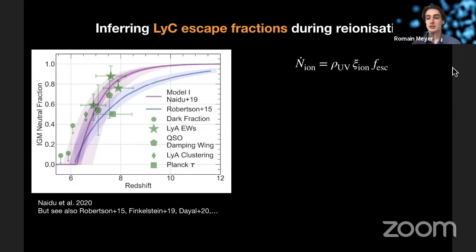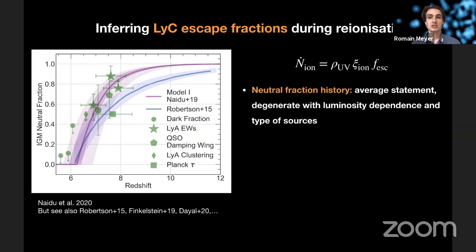And so in doing so, you would say, OK, galaxies, if they did reionize the universe, they would have needed an average escape fraction of 10, 20%. The problem when you do this, it's an average statement. You're not actually seeing galaxies reionize the universe. You just say for this to be possible, they should have 10%, 20% escape fraction. And also it's completely degenerate with any luminosity dependence.